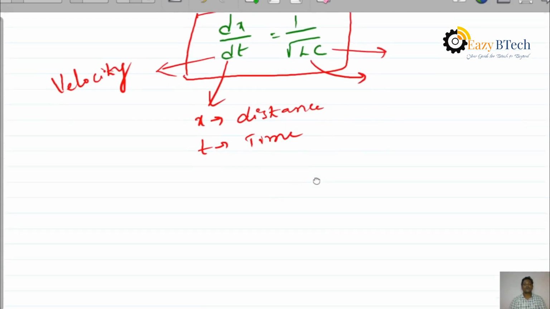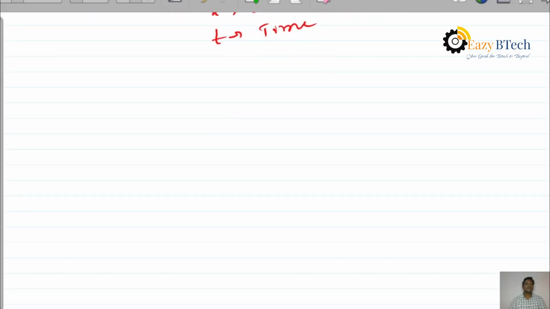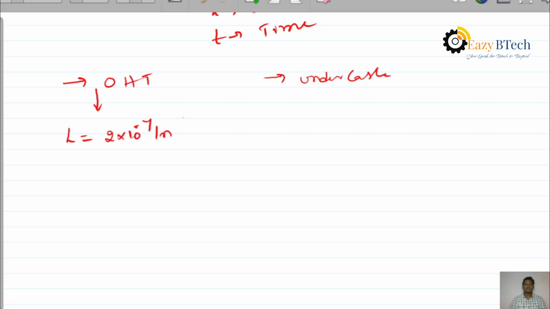Now, we will calculate the velocity of the wave in two cases. The first case is the overhead transmission line, and the second case is underground cables. In an overhead transmission line, we know the inductance equals 2 into 10 power minus 7 ln D by R dash, where GMD equals D and GMR equals R dash. For simplification, I am neglecting the internal flux linkage, therefore GMR also becomes R.